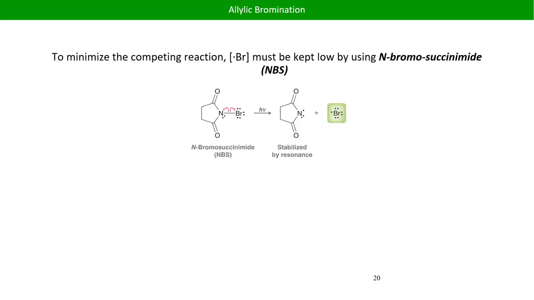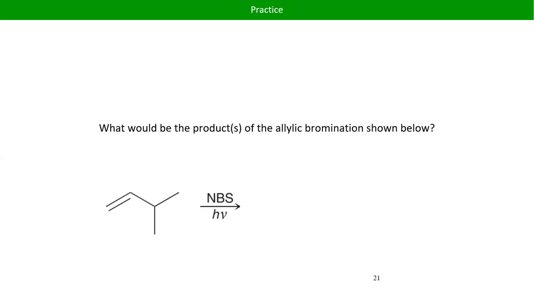And typically the way we write it in a reaction is we just say NBS. Instead of saying Br2, we say NBS and light. So the light is still there to show that it's a free radical reaction. You just have to know what NBS is. You don't need to know the whole structure. You just need to know that it makes a bromine radical.